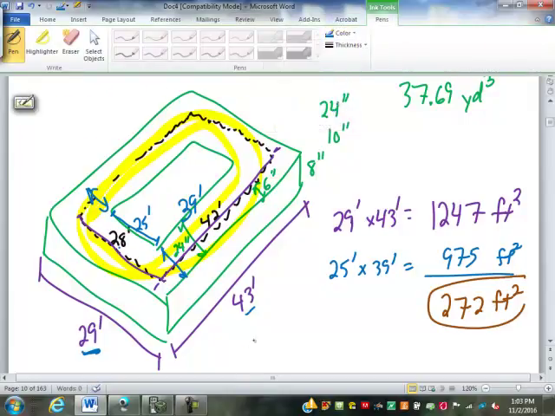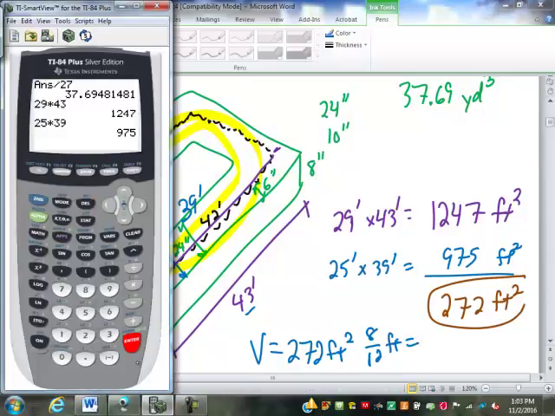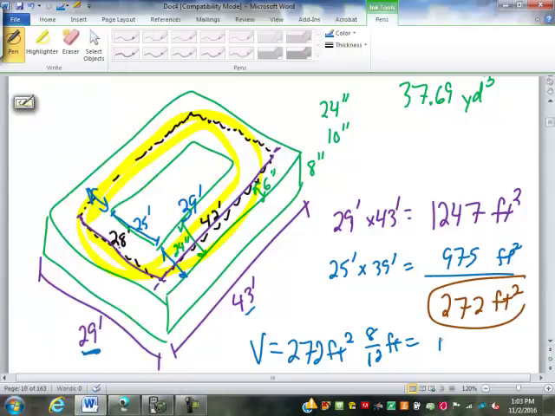I'll show you a trick. 8 twelfths, 0.666. You can just do 8 twelfths. So I can take that 272 just times 8 divided by 12. That's 181.333, and that is cubic feet.